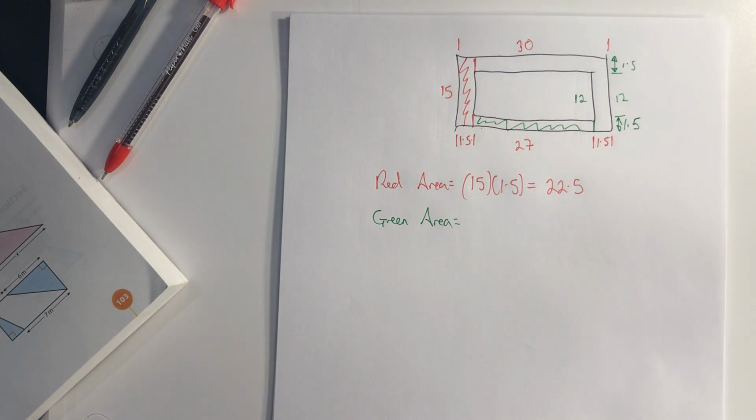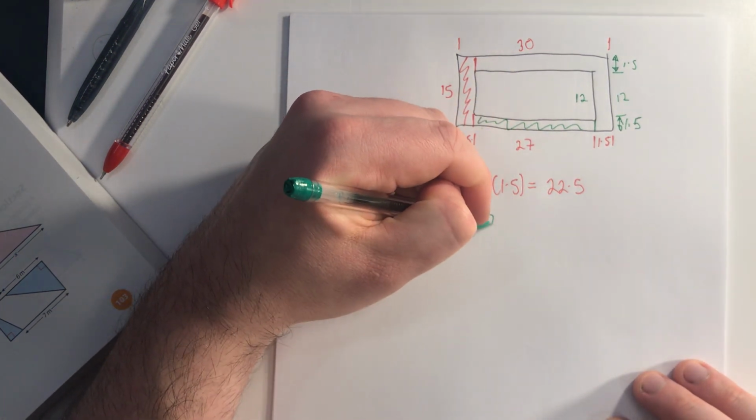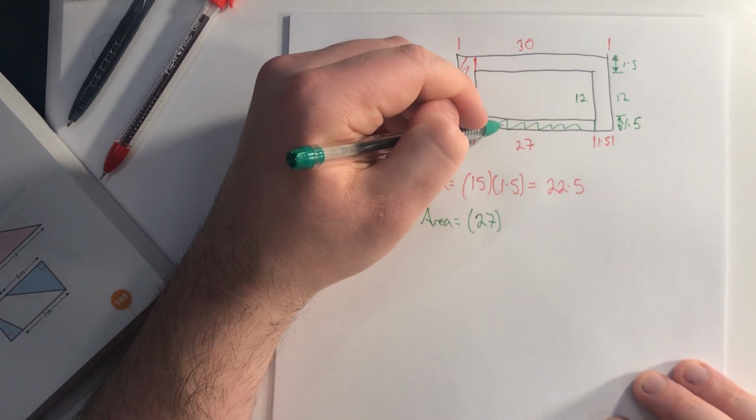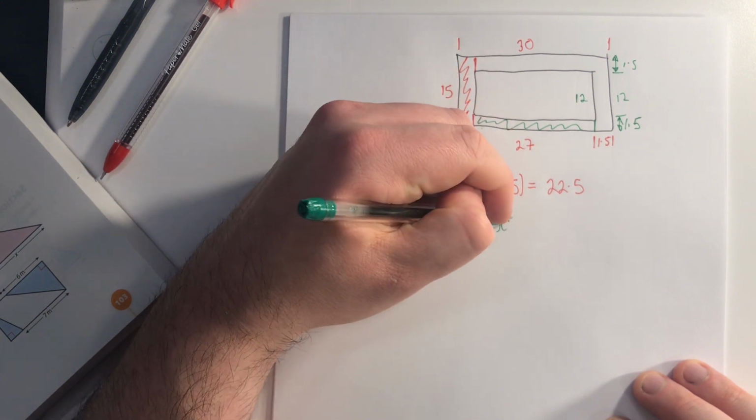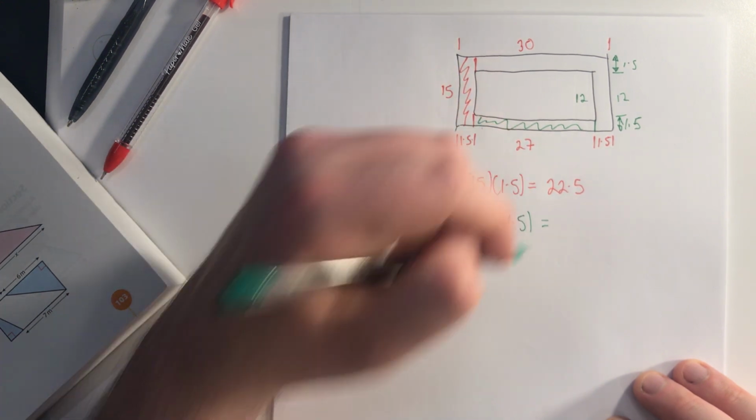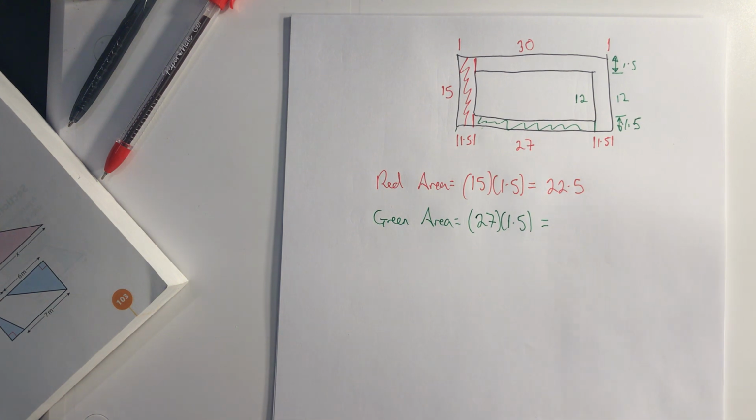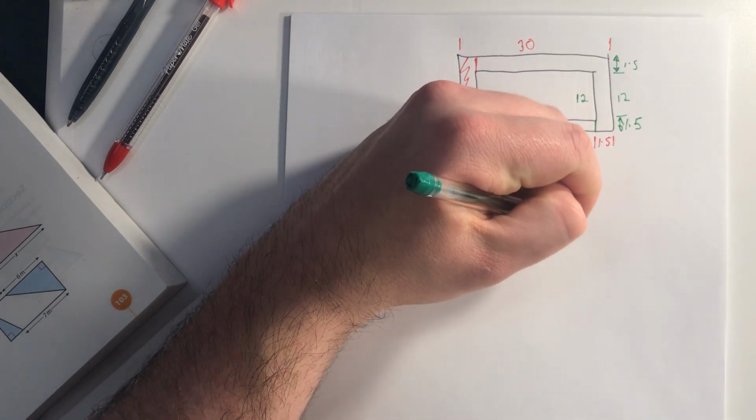No, sorry. That's not the green area at all. What am I looking at here? It's this distance, which is 27, by the height, which is 1.5. And that gives me 40.5.